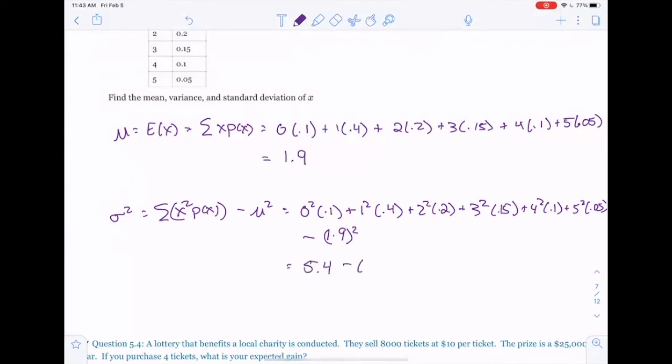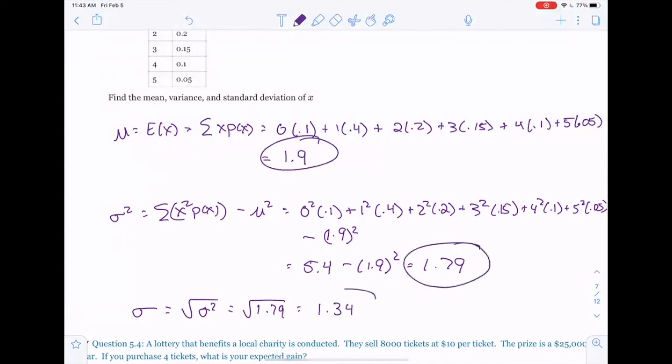If I do that, I'm going to get 0.54 minus, again, 1.9 quantity squared, and I'm going to get 1.79 if I round that to 2 decimal places, right? That is just my variance. If I want to find my standard deviation, that's the easiest calculation we'll do. That is the square root of my variance, the square root of 1.79. If you do that, I get 1.34, rounding to 2 decimal places. So my 3 parameters here: the expected value is 1.9, the variance is 1.79, and my standard deviation is 1.34.